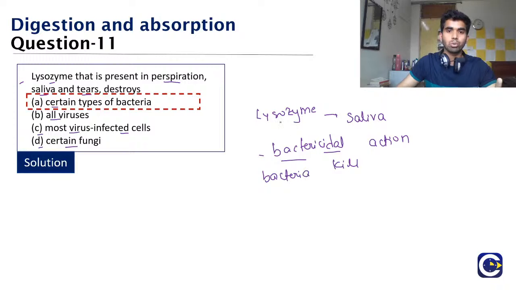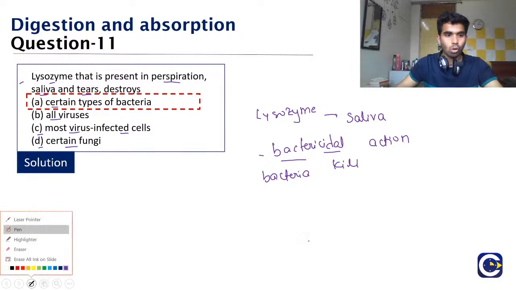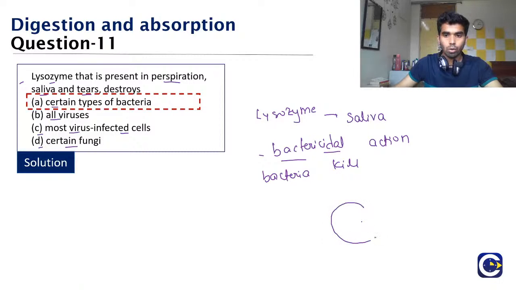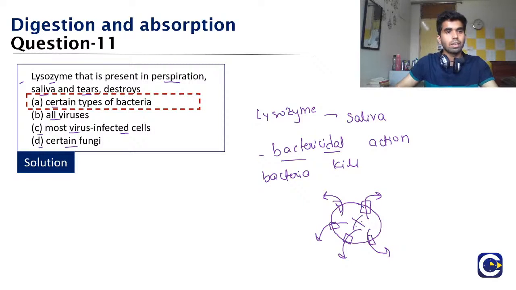So what this lysozyme does is that it makes tiny holes on the surface of the bacteria. So holes are created all over the cell wall. From these holes, the contents of the bacteria pass out, and the bacteria dies. And that is why the lysozyme acts on certain types of bacteria, and the correct answer is option A. Now moving to the next question.